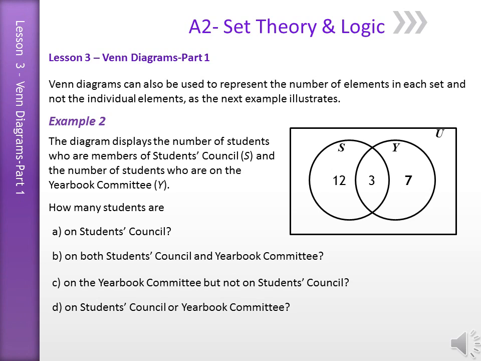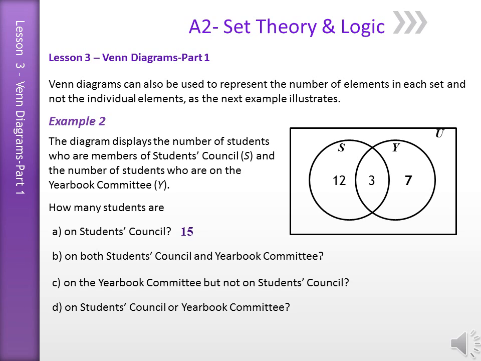Venn diagrams can also be used to represent the number of elements in each set, and not the individual elements, as this next example will illustrate. Example 2. The diagram displays the number of students who are members of the Students' Council, which is set S, and the number of students who are on the yearbook committee, set Y. So how many students are on the Student Council? That would be both the numbers in set S added together, the 12 and the 3, to give us 15.